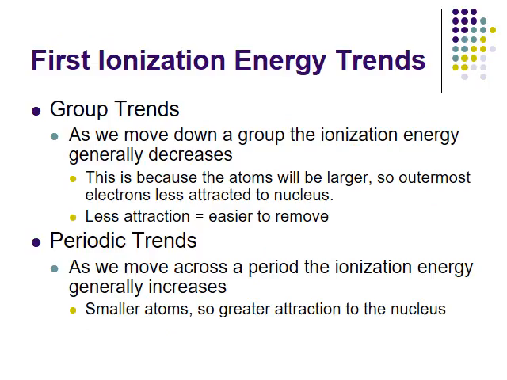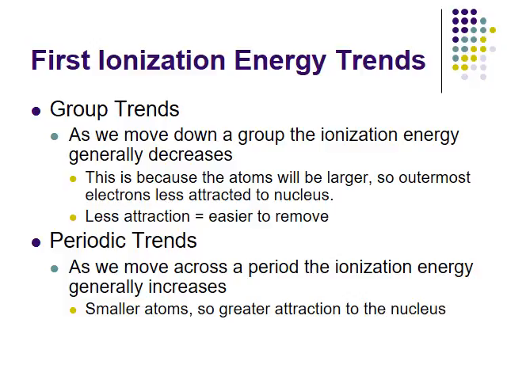And our trends here. So group trends, again, that being up and down. As we move down a group, ionization energy goes down. So that means it becomes easier. The basic idea behind this is that atoms are larger. Remember, as we move down, atoms get larger, they have more energy levels. And as the atoms are larger, there's less attraction between those positive and negative charges. So it's just easier to remove. Again, less attraction, easier to remove.